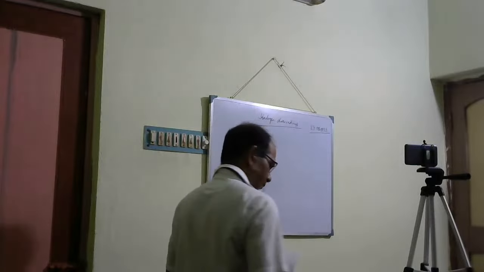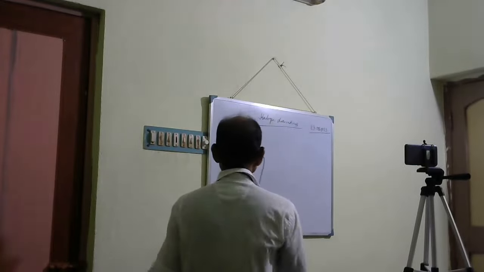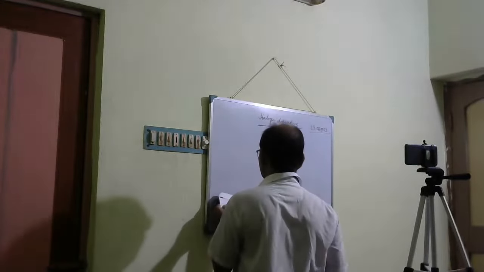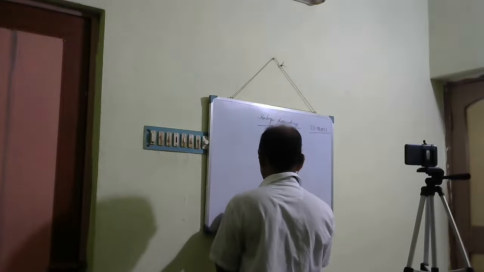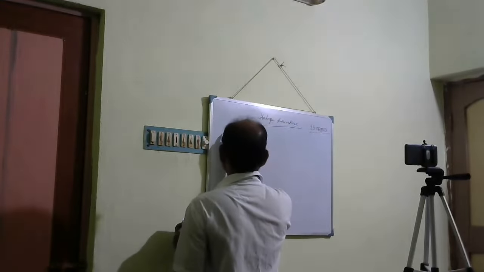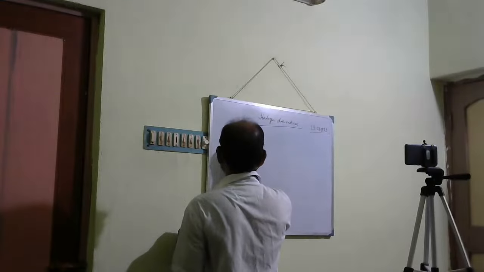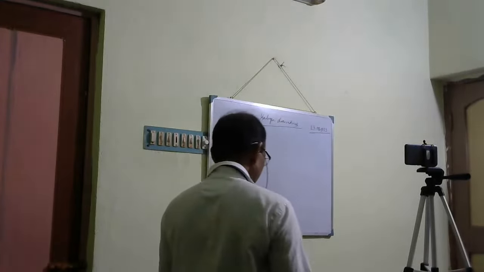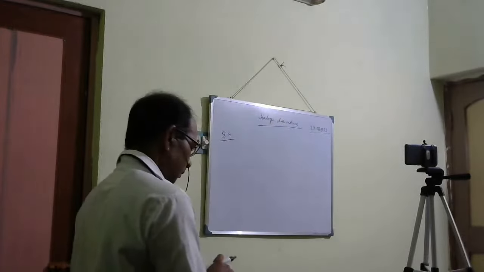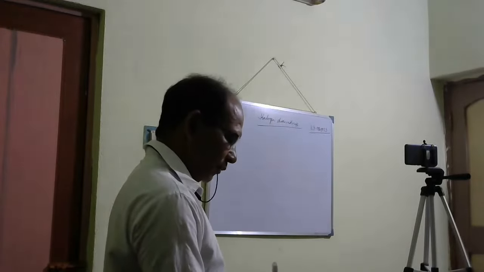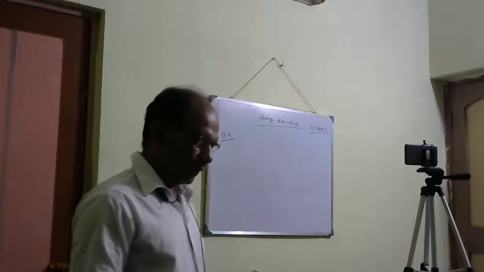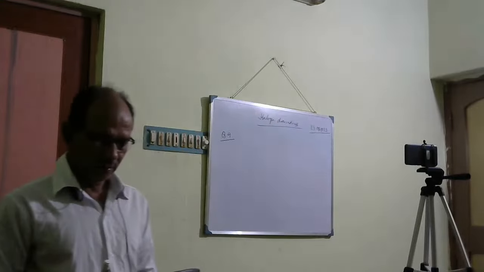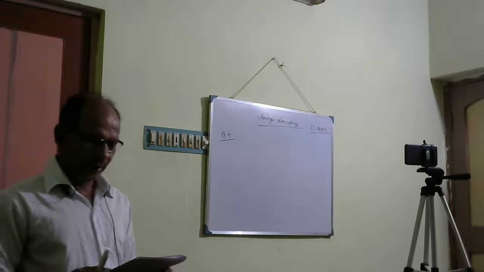Now, explain the question number 9. Here the question is: choose the correct statement during the formation of carbocations A and B given.